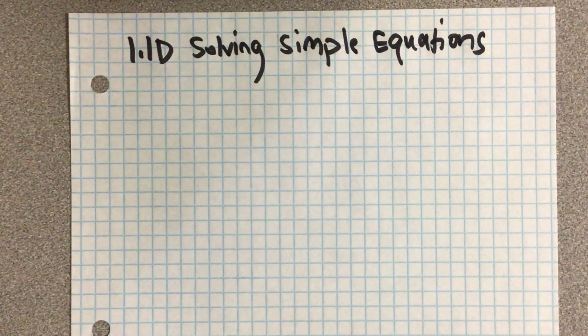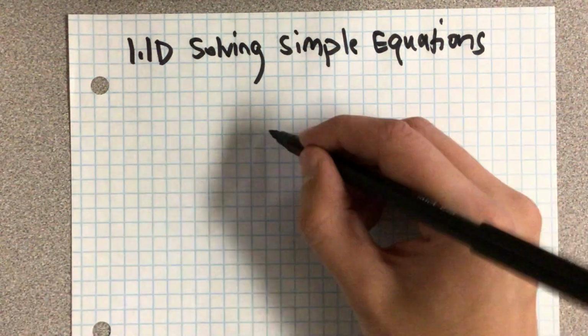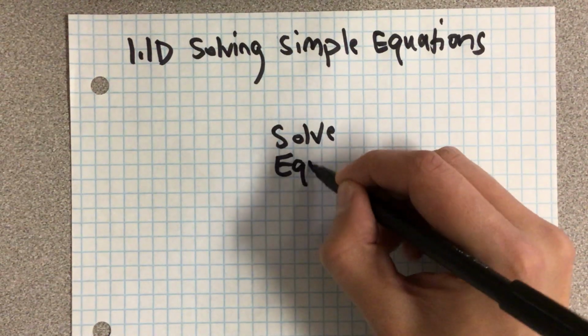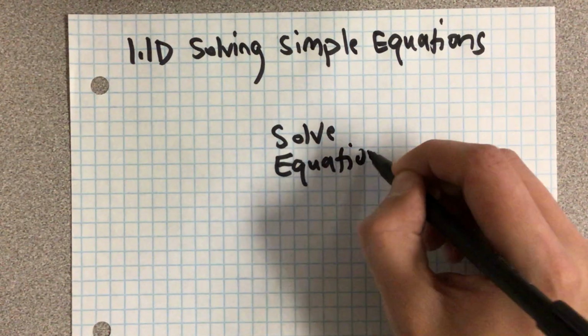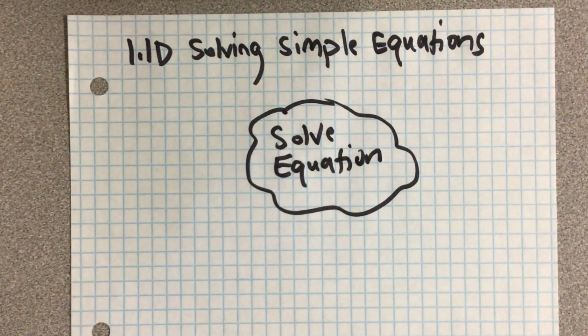So this is actually what section 1.1 is. And we have to worry about solving equations. And solving equations has a number of parts to it. Now, the first thing we can do is talk about our goal. This is what we're striving toward.